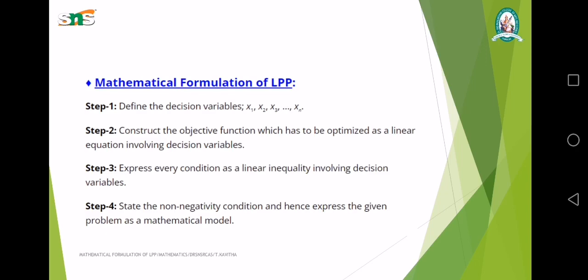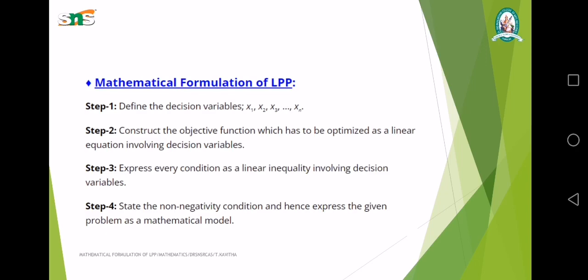This is the mathematical form of LPP. We take the decision variables as x1, x2, etc., xn. The mathematical formulation: first, find the values of x1, x2, etc., xn which optimize the linear function z, which is equal to c1 x1 plus c2 x2 plus etc. plus cn xn. This is the format for the objective function. The next equation is subject to the constraints.